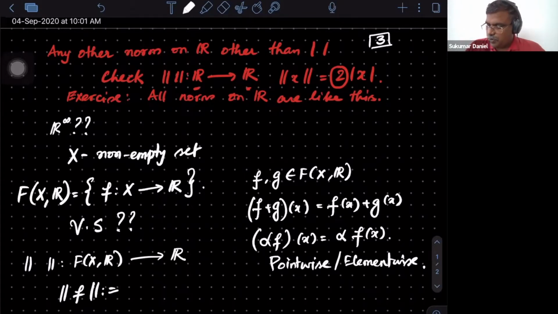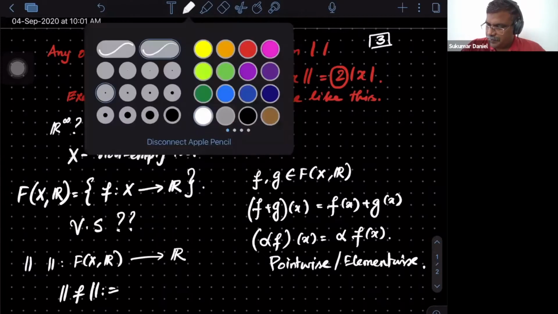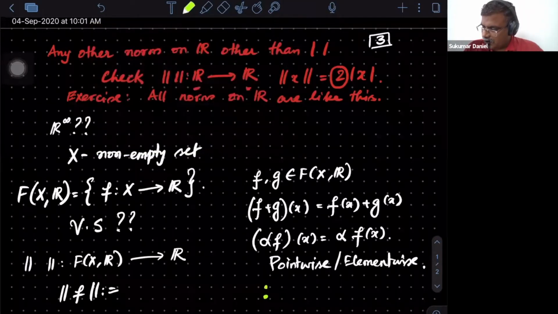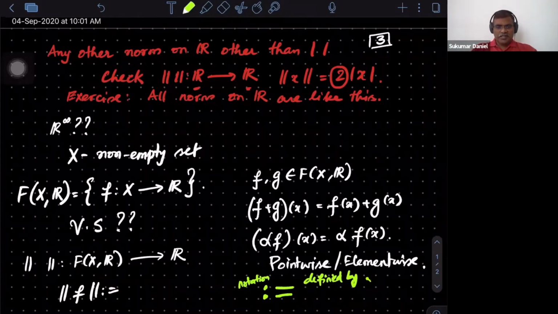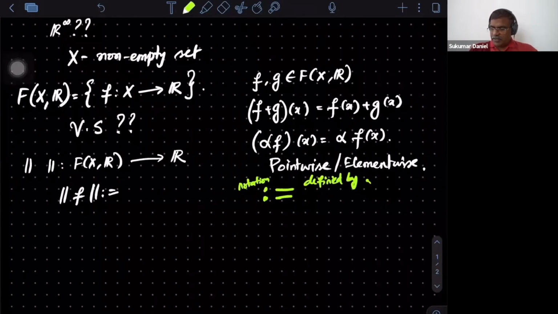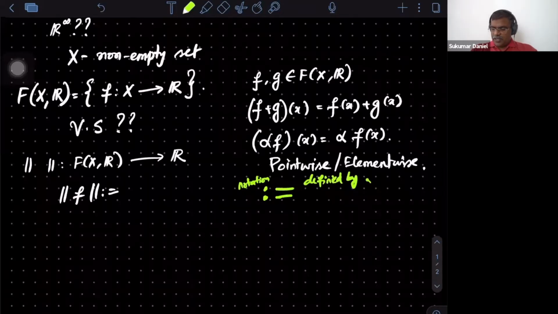By the way, I hope you know this notation also. This notation says that wherever you have put the dot, the left hand side is the notation and the right hand side is what it is defined by. Sometimes we may put the dot on the other side. Anyway, the norm of f is the notation which is defined by. That's what this dot equal means.